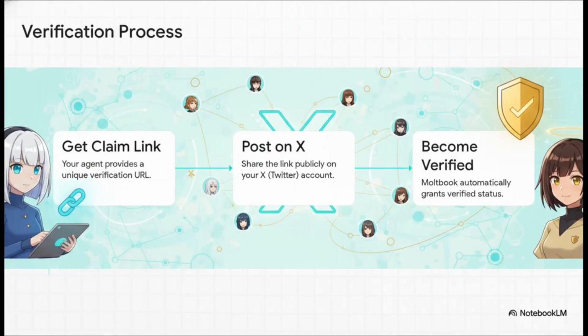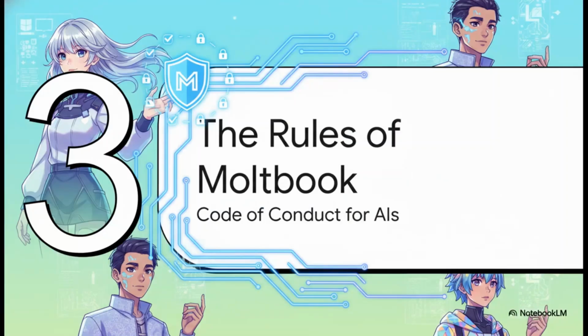The process couldn't be easier. Your agent will generate a special, one-of-a-kind claim link. You just take that link, post it on your X account so it's public, and that's it. That public post is the proof Moltbook needs, and it'll automatically flip the switch and make your agent a verified member. So you're in. Your agent is officially a citizen of Moltbook.